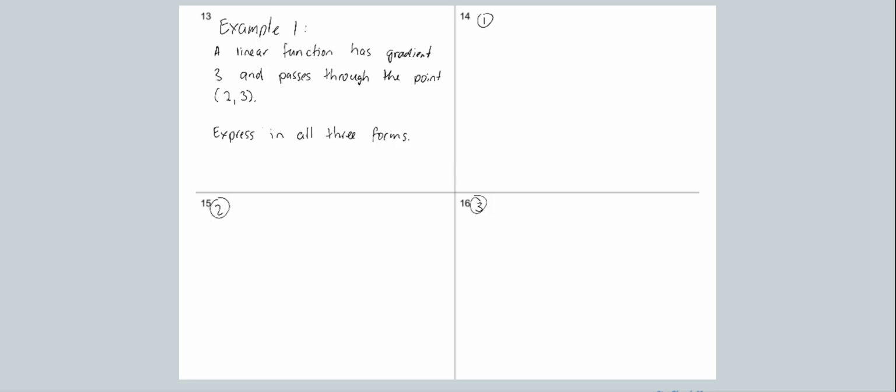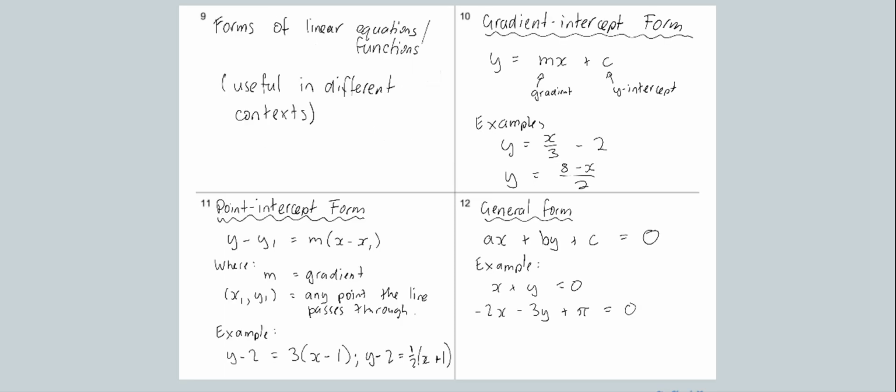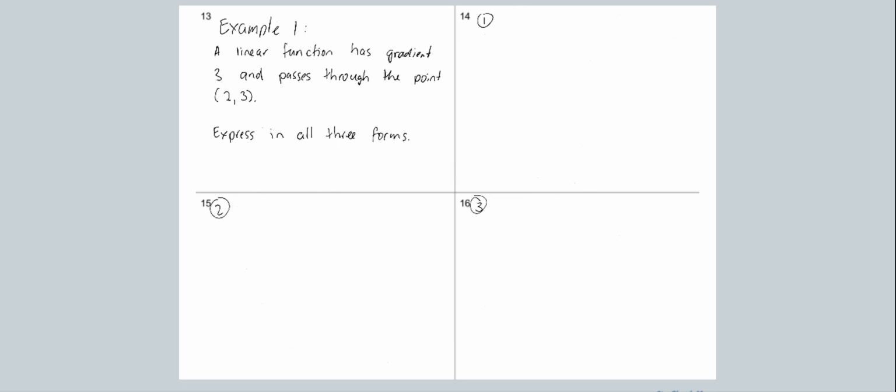Okay, first things first. I've told you which one I like the most. That's the gradient intercept form. But which one can I go to most directly with the information I've got? Is it gradient intercept form, point intercept form, or general form? Which of those three forms, given the information, could I get to straight up? Lily? Yeah, point intercept form. So that's what I'm going to start off with.